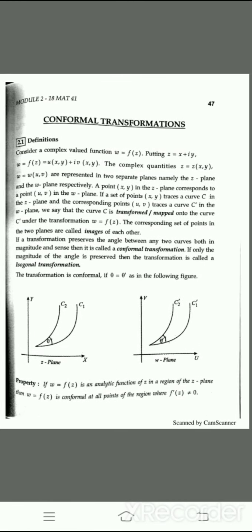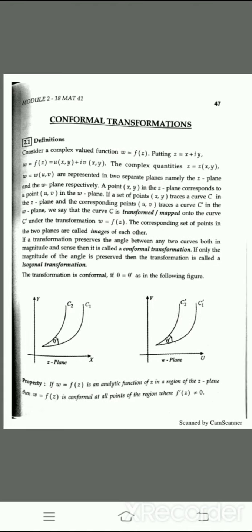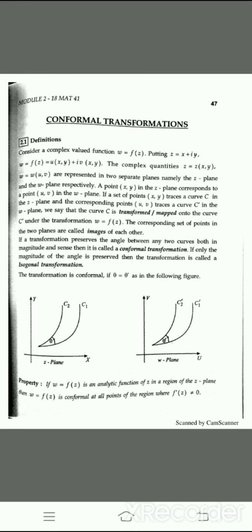Students, this is Mr. Manjunath. Today I have to discuss mathematics 4, that is M4 classes. The concept is conformal transformations.